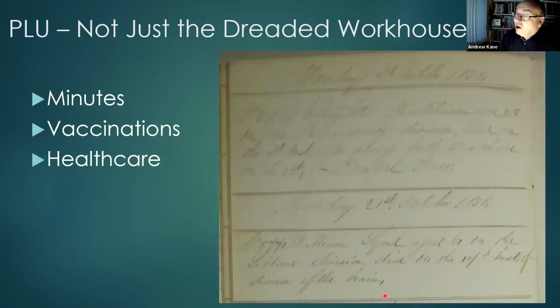So you're really getting a lot of information about people who do not appear in a lot of records, but here they are in the poor law records. And it's a really, really useful source.